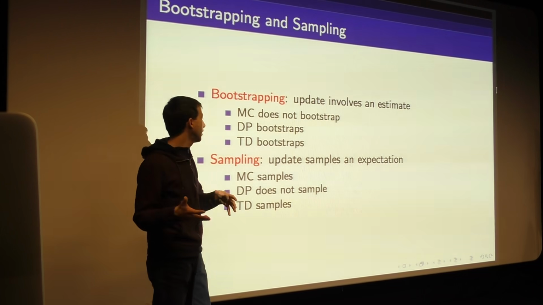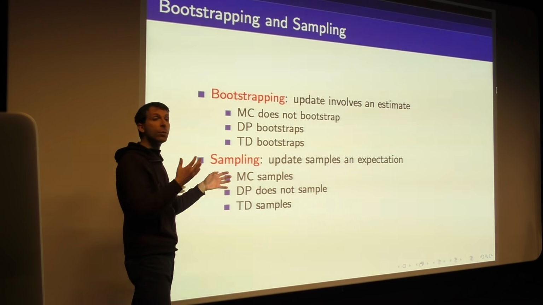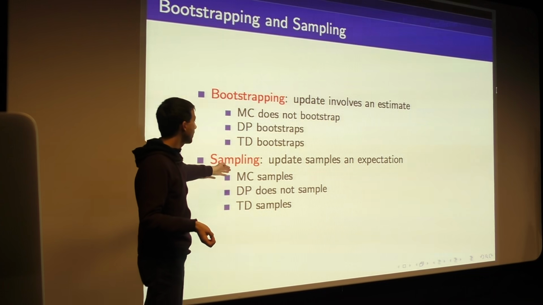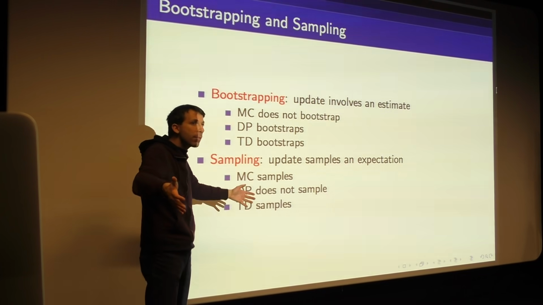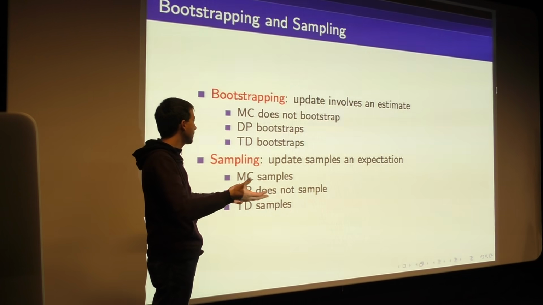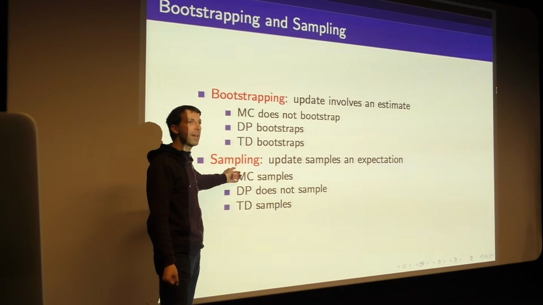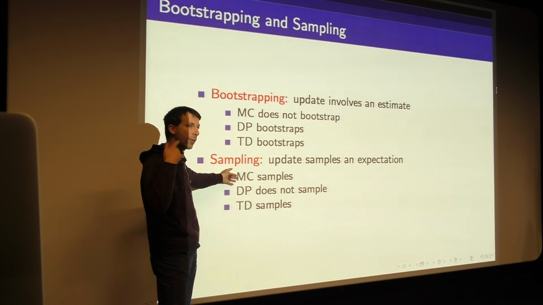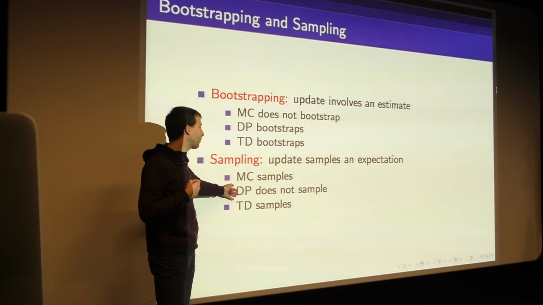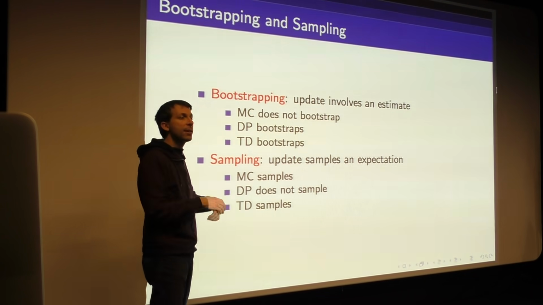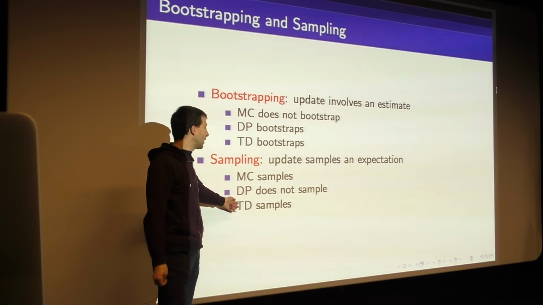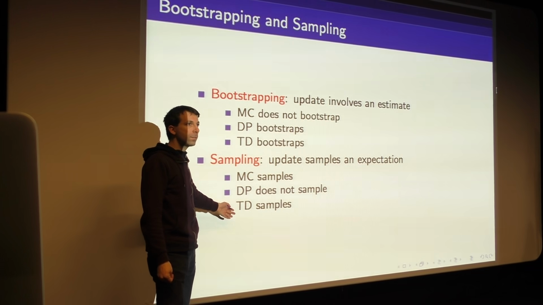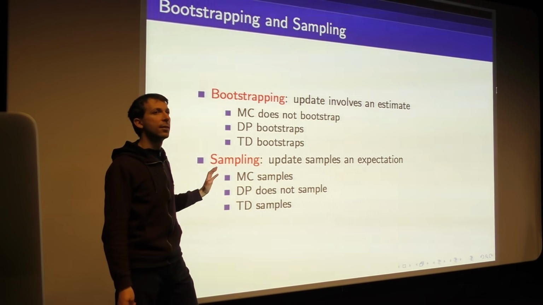The other dimension is whether we sample or take full width backups. So Monte-Carlo samples the environment. We don't need to do a full width exhaustive search over all the things the environment might do. We sample the MDP dynamics. We sample our own policy. Whereas dynamic programming does full width updates. It considers every possibility exhaustively and backs them up exhaustively. TD samples as well. Okay, are these two dimensions clear?